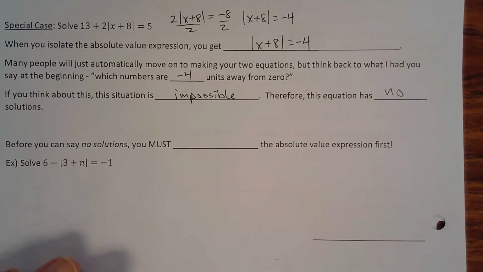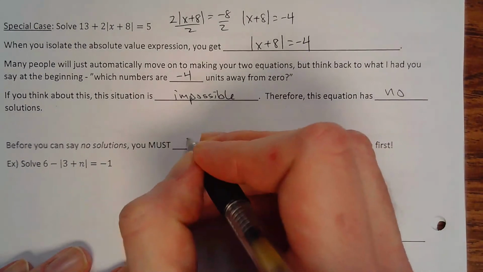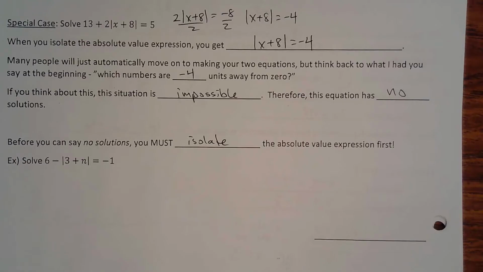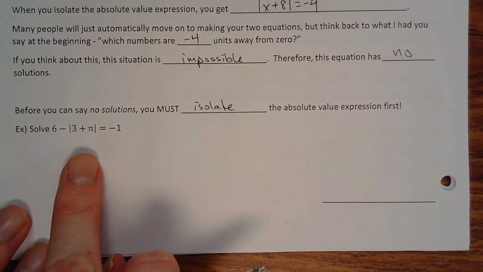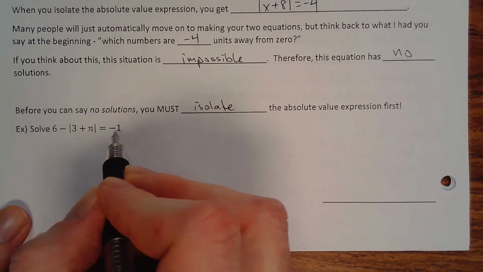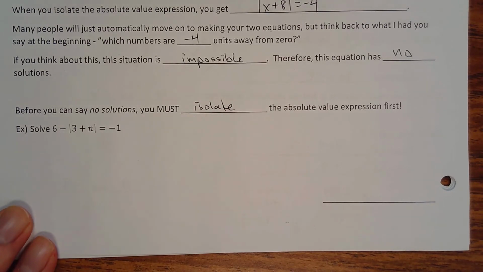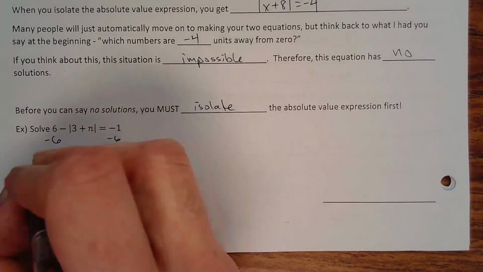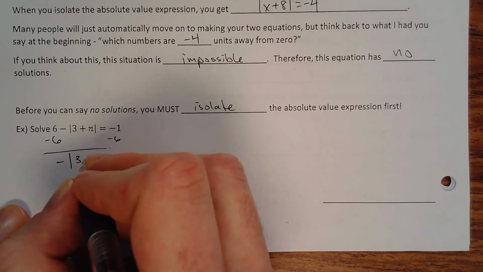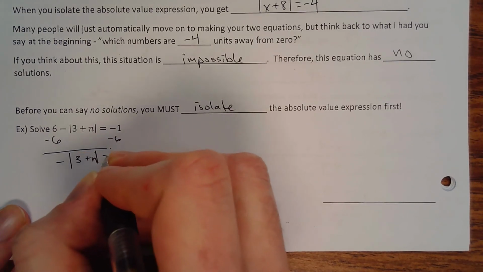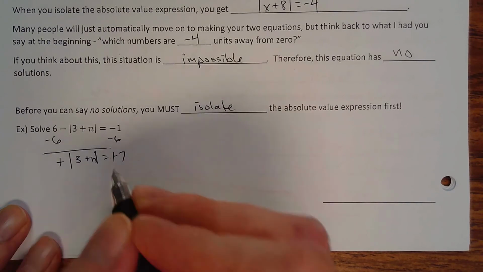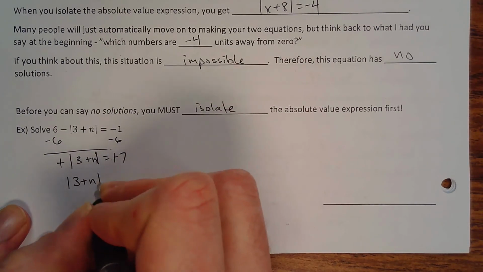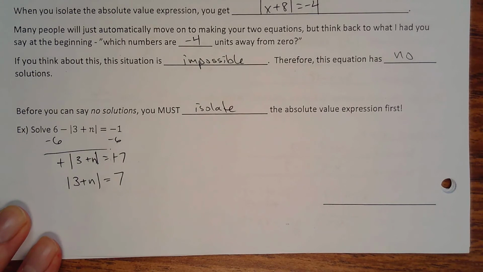But before you say no solutions, you must isolate the absolute value first. Some people will mistakenly, on this one, say, oh, absolute value equals a negative, can't happen, throw it out. Or they'll subtract 6, get negative the absolute value of n plus 3 equals negative 7, and say, oh, equals a negative, throw it out. No, we don't have the absolute value by itself yet. If I switch the signs, now the absolute value of 3 plus n equals positive 7, and that's okay.